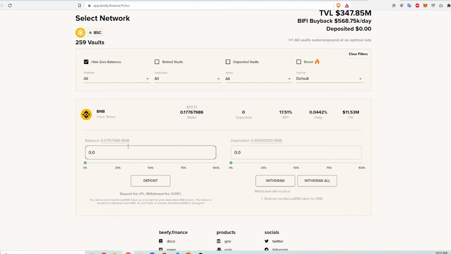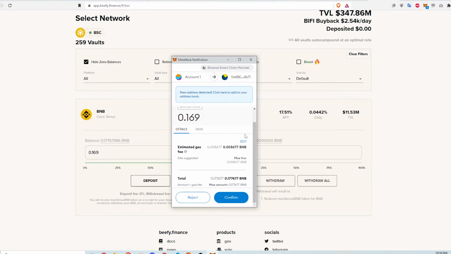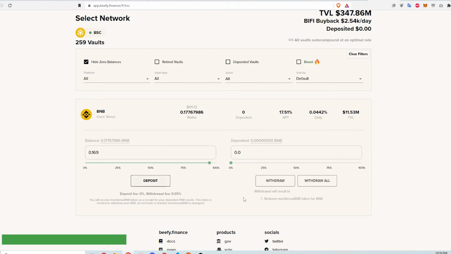The next steps to staking are simple. Just input the amount I want to stake and then click deposit. On Beefy Finance platform, I can remove my funds whenever and they don't need to be locked for any specific amount of time. Once I click deposit, MetaMask will pop up to ask me to confirm my transaction. Once confirmed, my BNB coins are deposited in the Beefy vault.